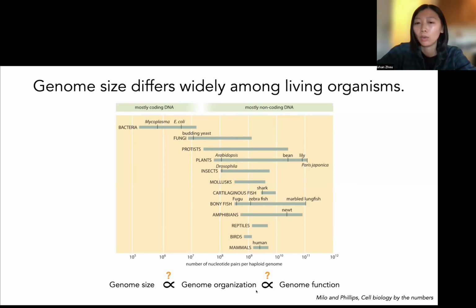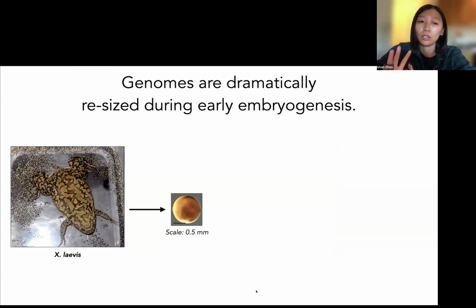So there's actually a simpler way to ask this question. Within a species and within a single genome, instead of the amount of DNA or the content of the DNA, we can ask how that genome fits into a certain physical space, and how that changes over time. And we know that a time when this is changing a lot is during early embryogenesis.